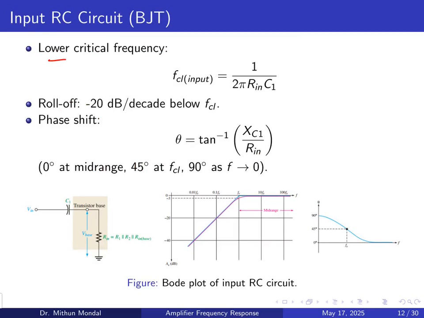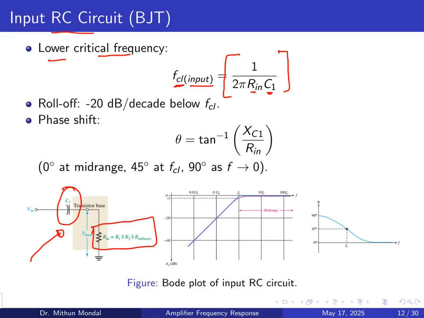The lower critical frequency on the input side, that is the input critical frequency, is given by 1 by 2 pi R_in into C1. If we see the circuit for the input side, the input capacitor is C1 and there is a resistance formed by R1 in parallel with R2 and R_in(base). These three resistances form the parallel combination and give the total R_in value.